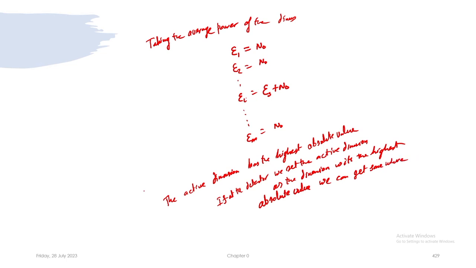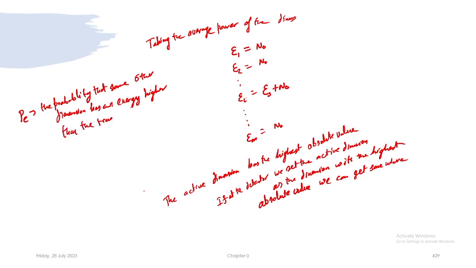Obviously, the probability of error in this case will be the probability that some other dimension has an energy higher than the true active dimension. That is the probability of error. So that is where we start. So, let us evaluate this idea for the three-dimensional case.